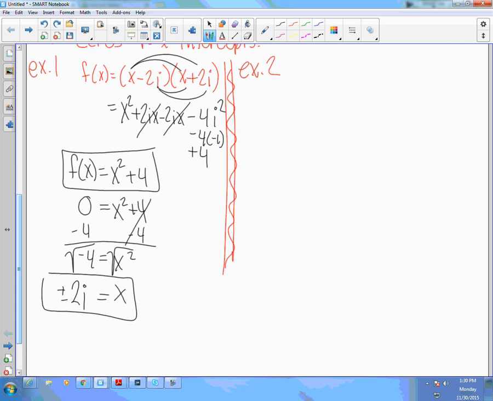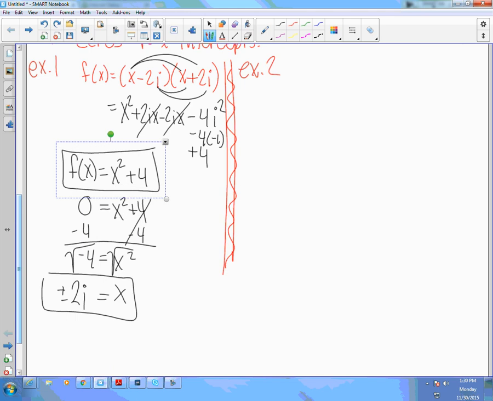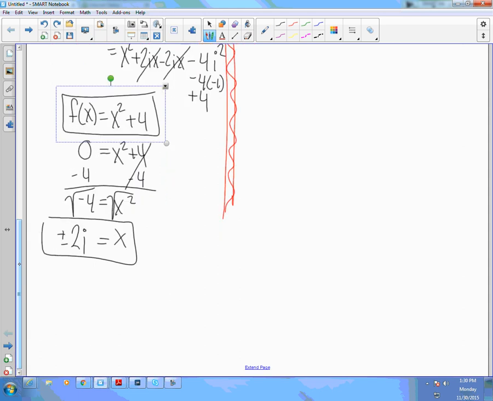From the fundamental theorem of algebra, we have a quadratic function. How many total solutions are there supposed to be? 2. Because of x squared, which is degree 2. So if you only put plus 2i, you're missing one of them. So we have conjugates, positive 2i and negative 2i. Complex roots come in pairs. Okay?